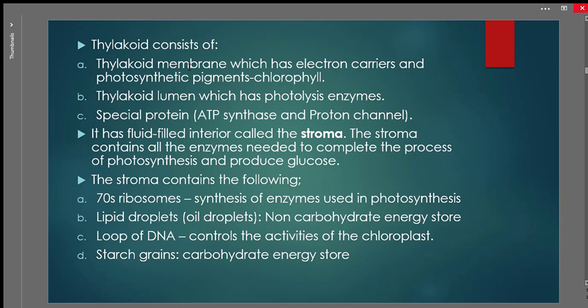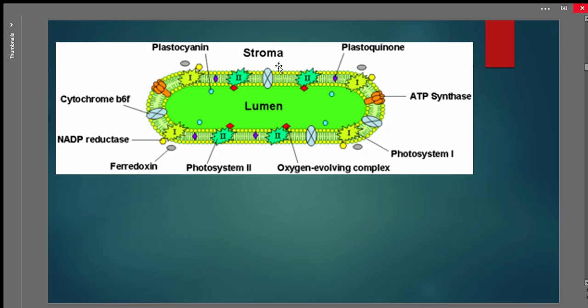Now, the thylakoid membrane is the one that contains electron carriers and photosynthetic pigments like chlorophyll. Earlier on, we said that the electron carriers, here we have examples of plastoquinone, we have ferredoxin, which if you go to the previous slide, you realize that we have ferredoxin, we have plastoquinone, we have plastocyanin, we have the cytochrome b6f, we have the cytochrome b559. So those are the electron carriers that we have in this membrane. This is the thylakoid membrane.